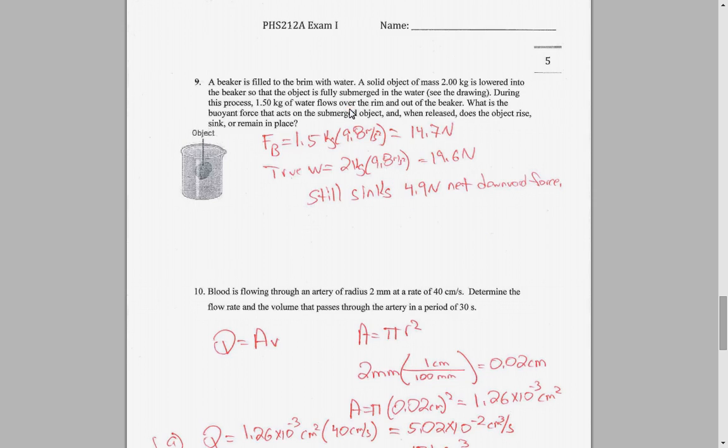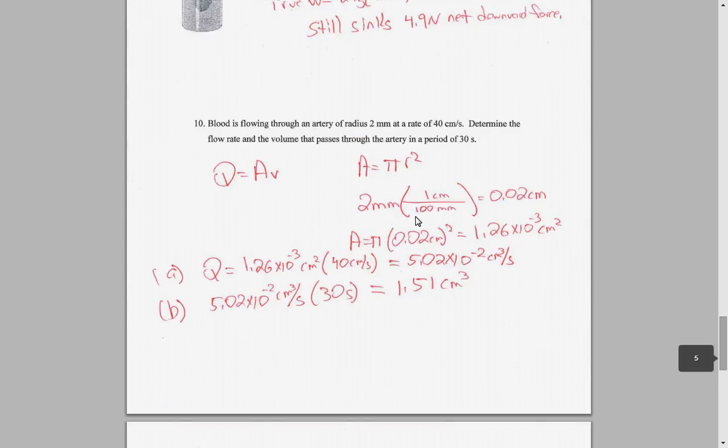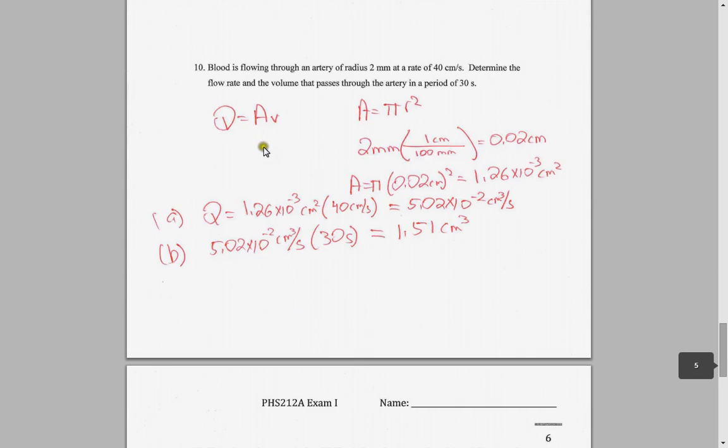Beaker filled to the brim with water. This sounds familiar. 2 kilograms located in during the process, 1.5 kilograms of water flows out of the rim. Buoyant force. So it was a very similar question. It still sinks. It's still a net downward force. I shouldn't ask that question twice on the real exam.